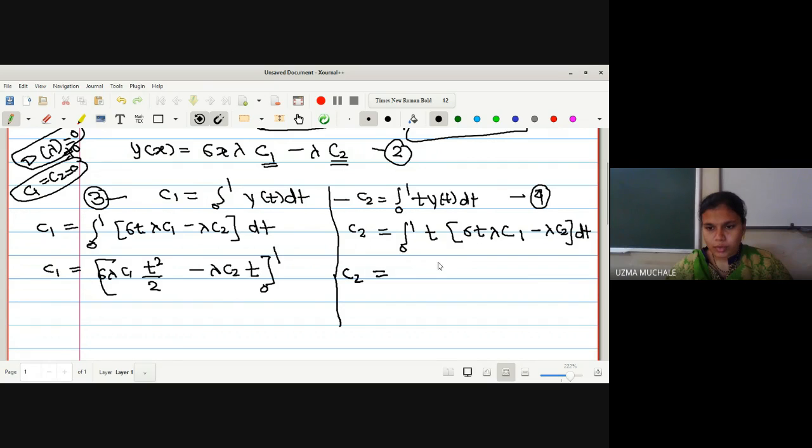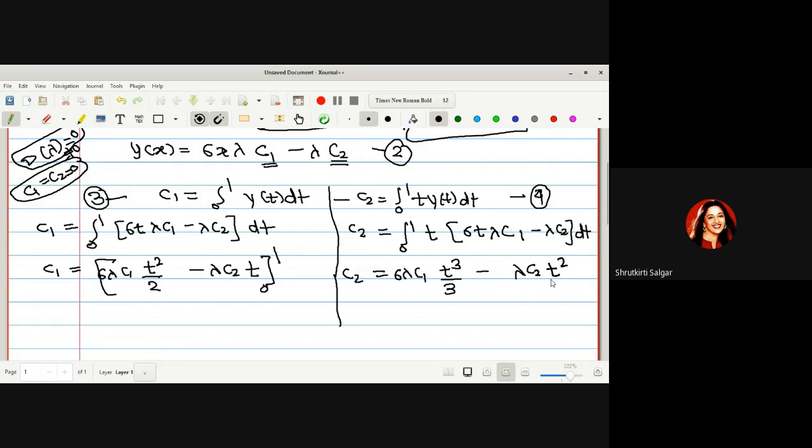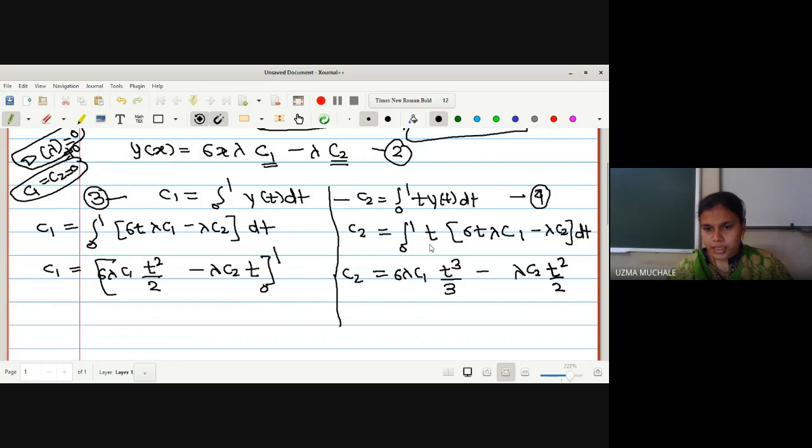C2 is equal to, what is the integration now? It is 6 lambda c1 outside, t square, so t cube upon 3, minus lambda c2 into dt. As it is t, the integration of t will be t square by 2. Calculate these values within the limit 0 to 1.